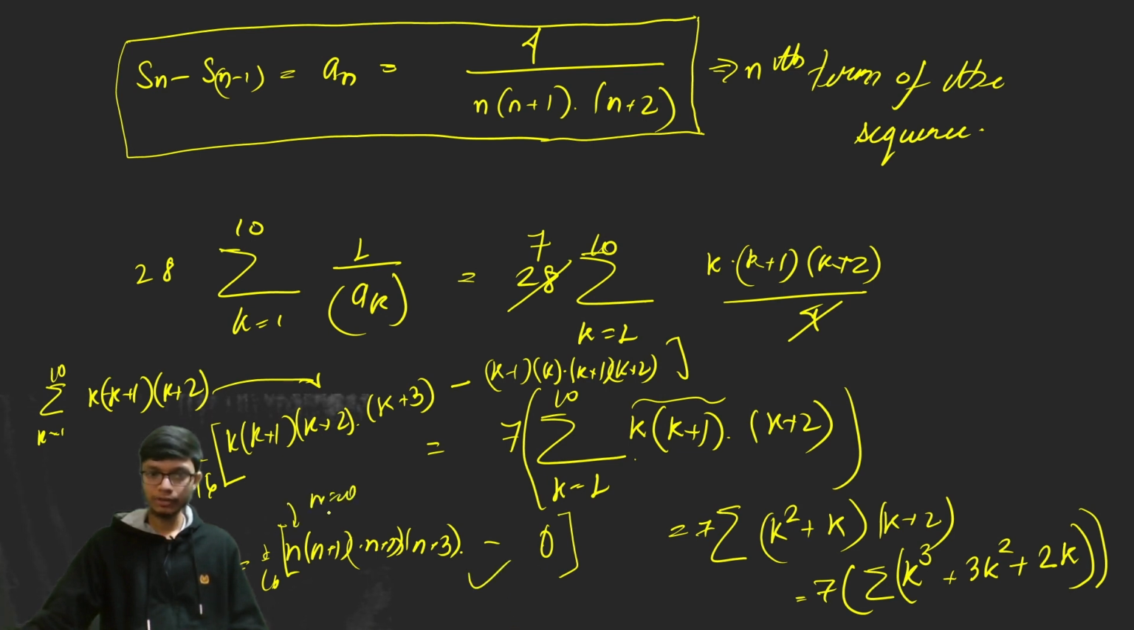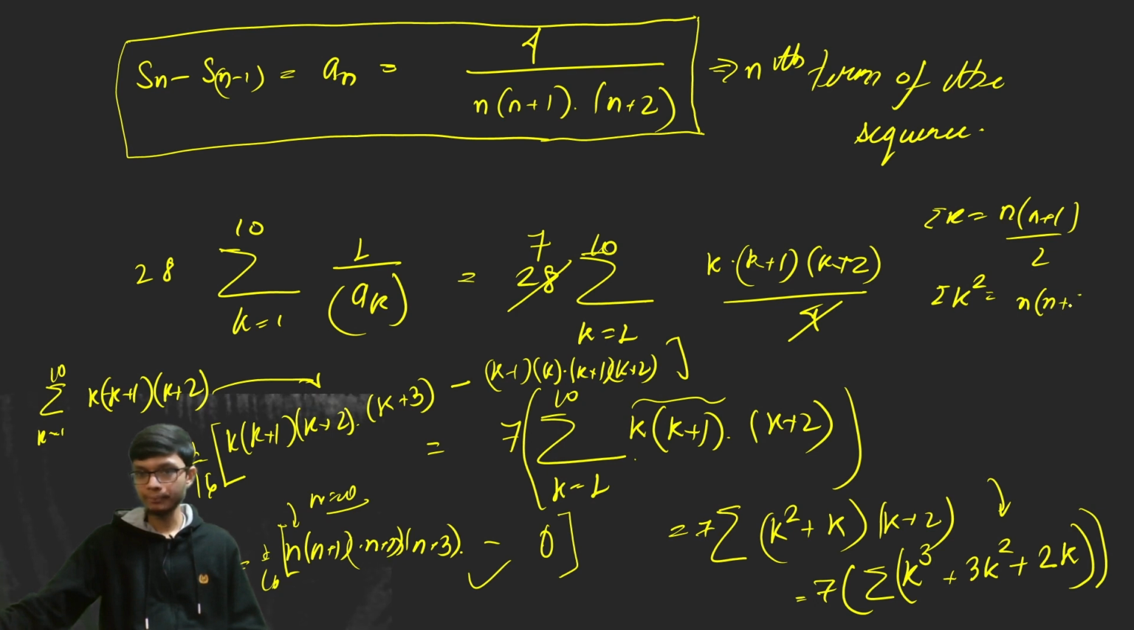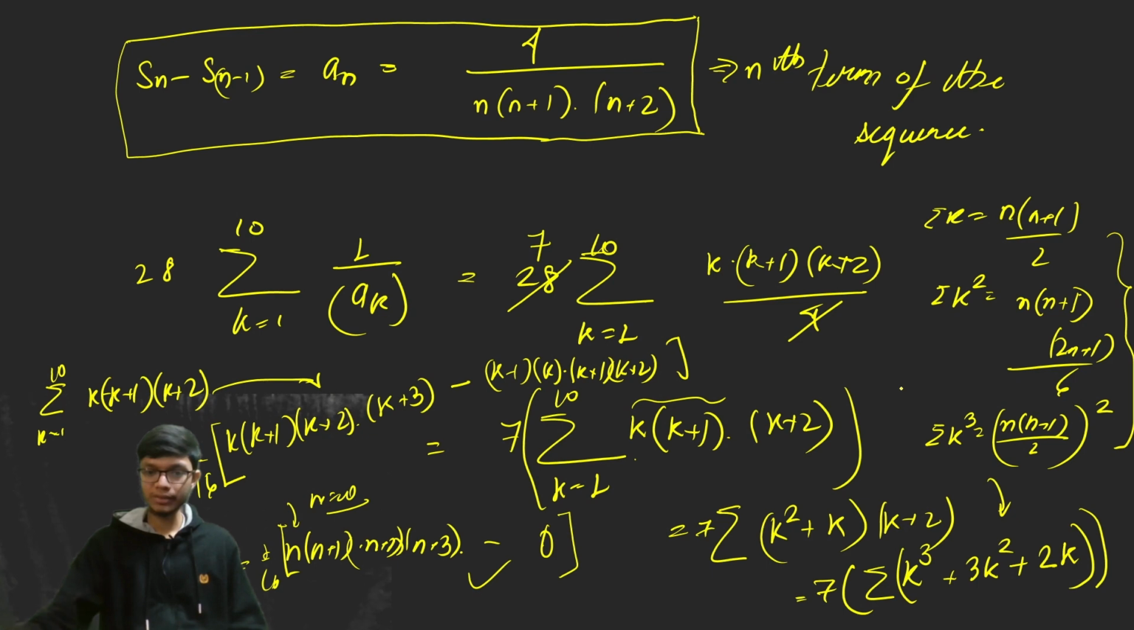Similarly, you can sum up these k values using the formulas that we have studied. The summation of k up to n is n into n plus 1 divided by 2. The summation of k square up to n terms is n into n plus 1 into 2n plus 1 whole divided by 6. And the summation of k cube is n into n plus 1 divided by 2, whole square. These are the results you can definitely apply.